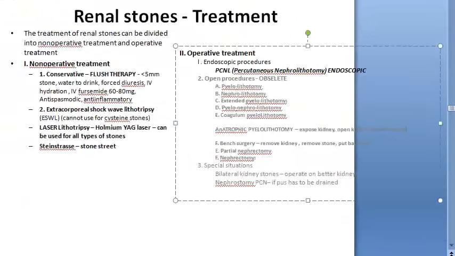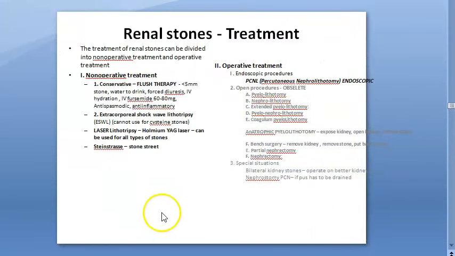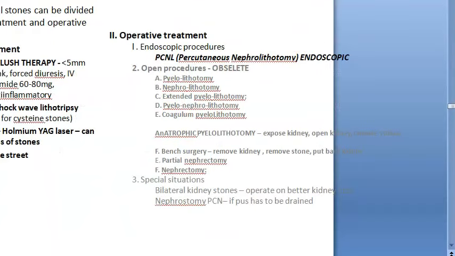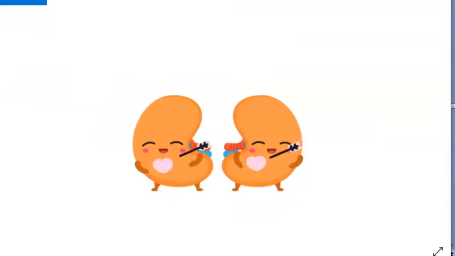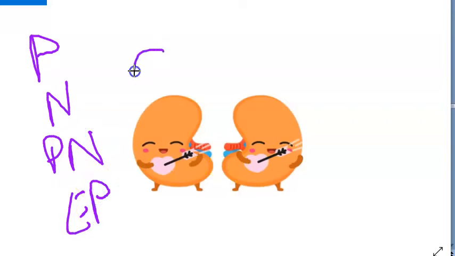So anyways, everything is obsolete. These open procedures are obsolete, they are saying, but examination-wise you have to say. Now let's revise all the open procedures. Come on, say all the lithotomies. Pyelo-lithotomy, nephro-lithotomy, pyelo-nephro-lithotomy, extended pyelo-lithotomy, very good. Coagulum lithotomy, very good. Then you learnt atrophic lithotomy, very good.